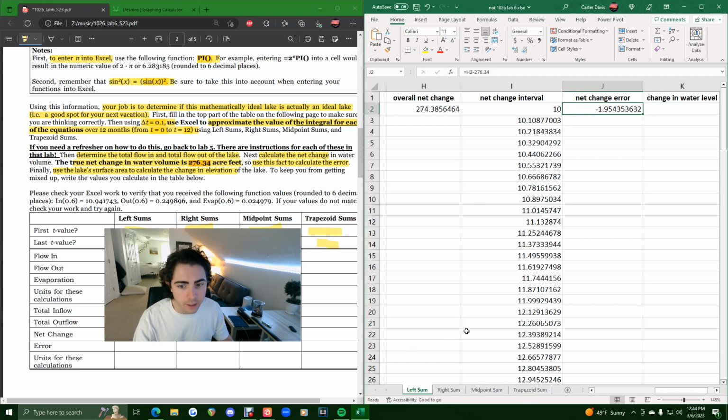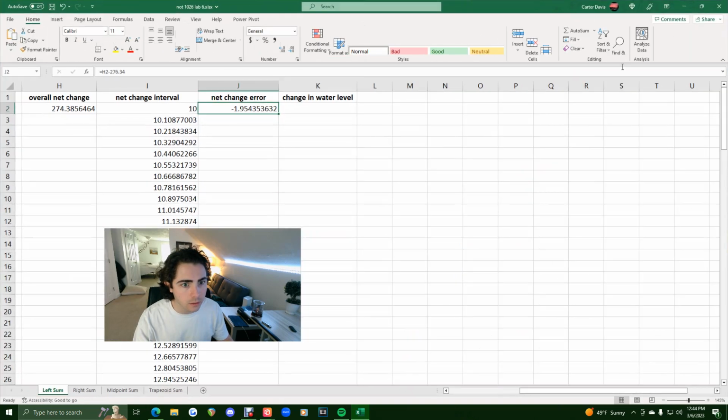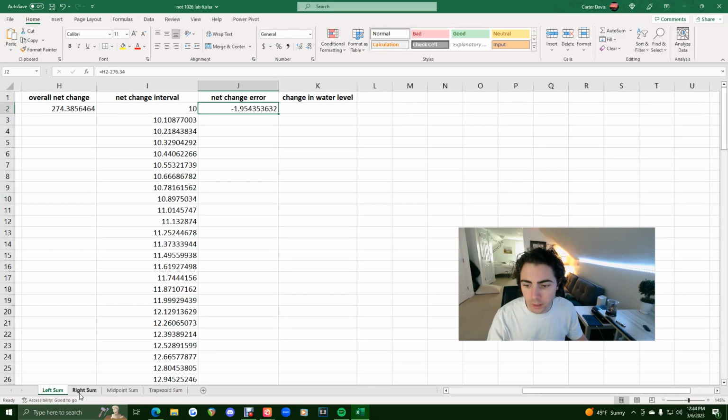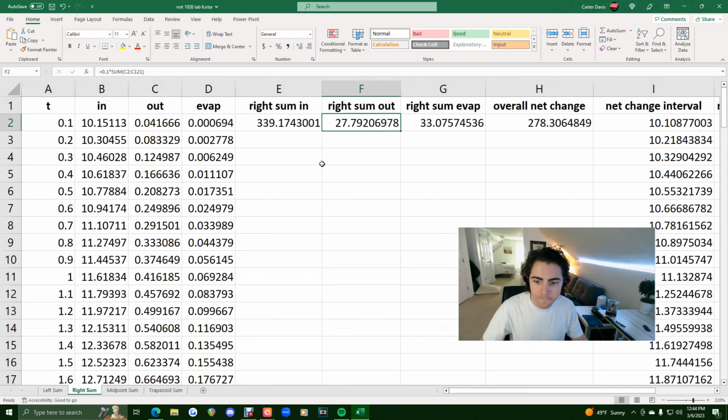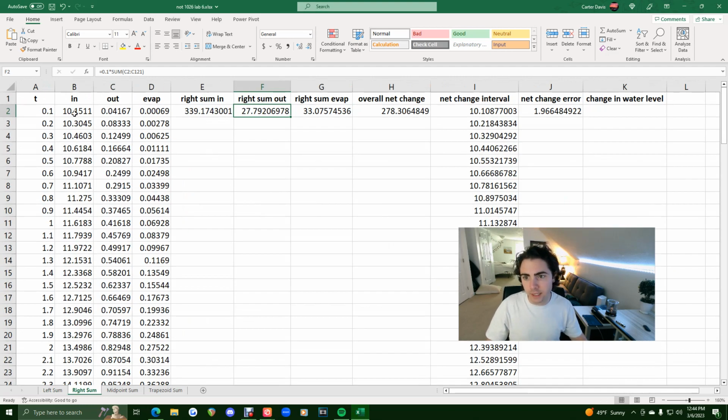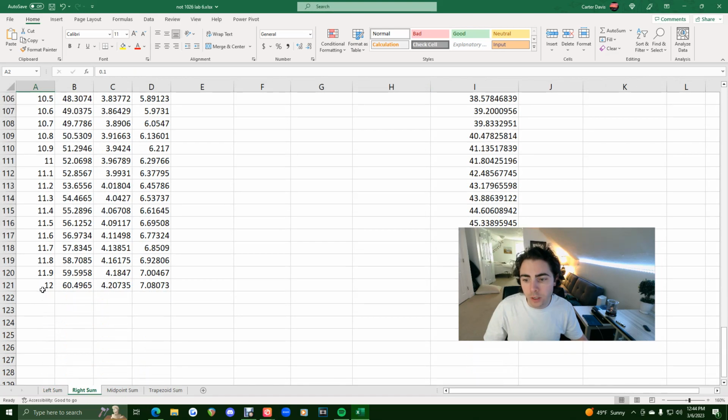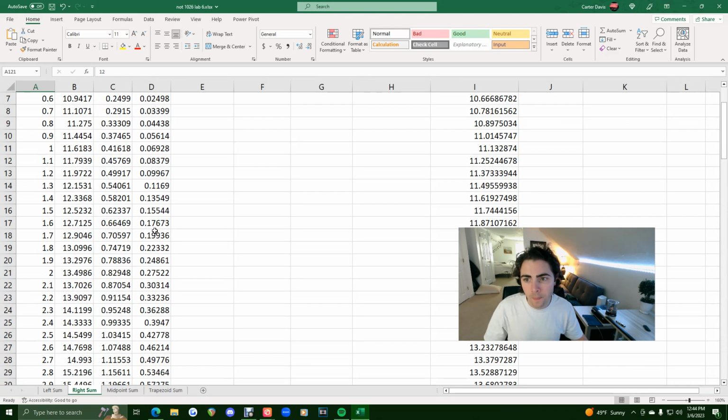All right, we'll talk about change in water level in a moment, but let's go ahead and start with all these for every single one, okay? And then we'll address the change in water levels. All right, so looking at the right sums now. So the right sums, again, start at 0.1, and they will make their way all the way to 12.